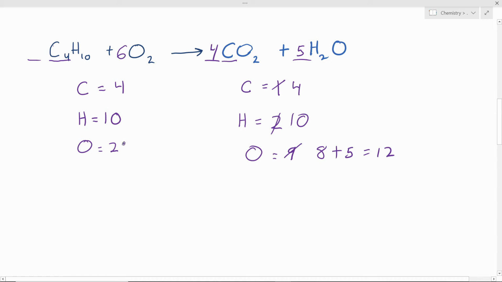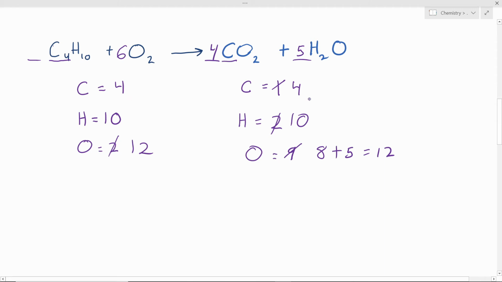Wonderful, so now I recount my atoms on the left side, and I see that my carbon and hydrogen numbers stayed the same because I didn't put a coefficient right here that would apply to them. I only put it next to the oxygen. So now if I do 6 times 2, I know that I have 12 oxygens on the left side. So now I compare my numbers again.